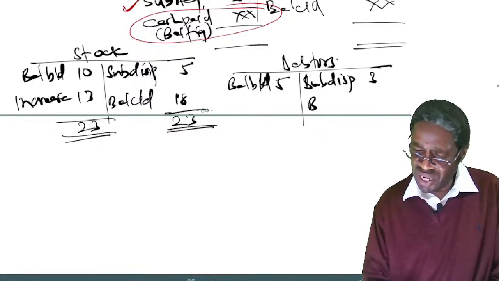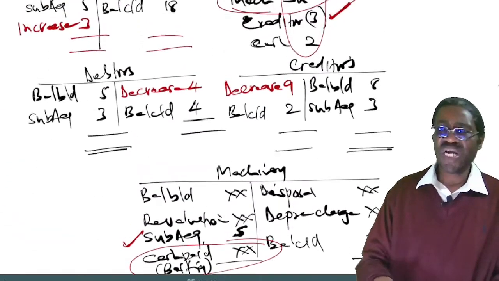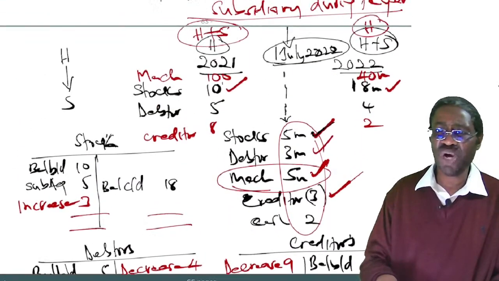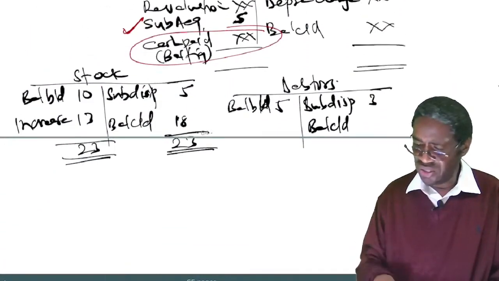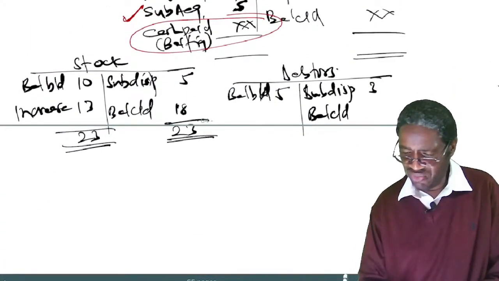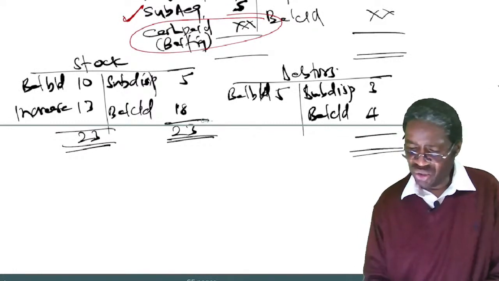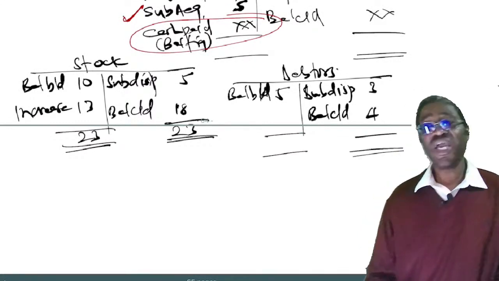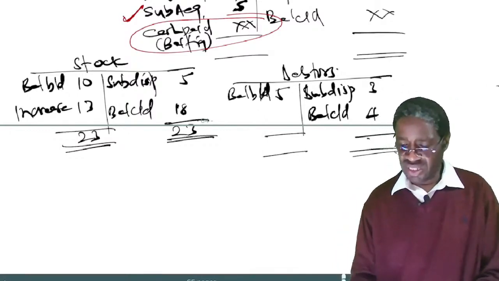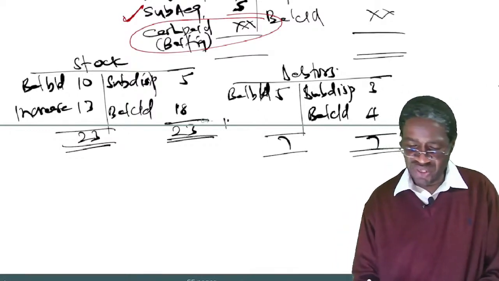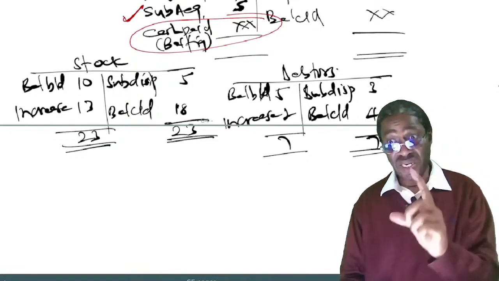Then you carry down the balance by the end of the year. And from the balance sheet this year, we are carrying down debtors amounting to how much? We are carrying down debtors amounting to 4 million. Now get the balancing figure to represent, again, either an increase or decrease in debtors. The credit side is 7. This should also be 7. This time you have an increase of 2 million.